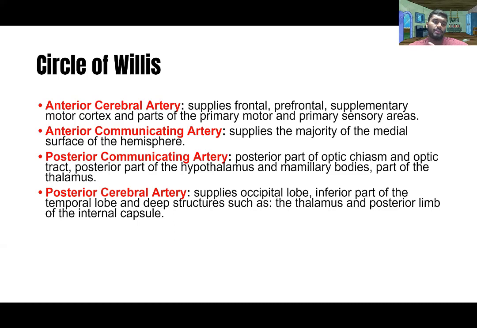And finally, we have the PCA, your posterior cerebral artery, which supplies the posterior circulation. So your occipital lobe, the inferior portion of your temporal lobe, right? So this is why it will cause amnesia. And then deeper structures such as the thalamus and the internal capsule. We'll talk about the internal capsule in a future lab, but basically the internal capsule is the nerve tract that connects the information processed in your cortex down to your limbs.